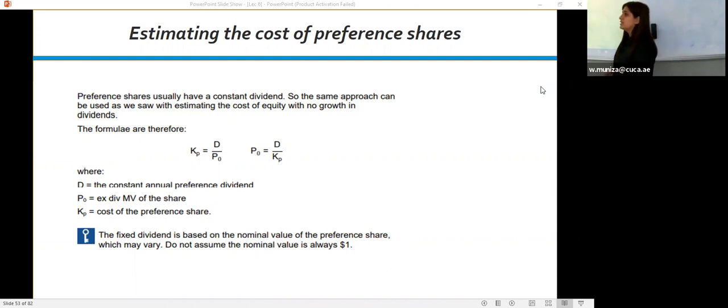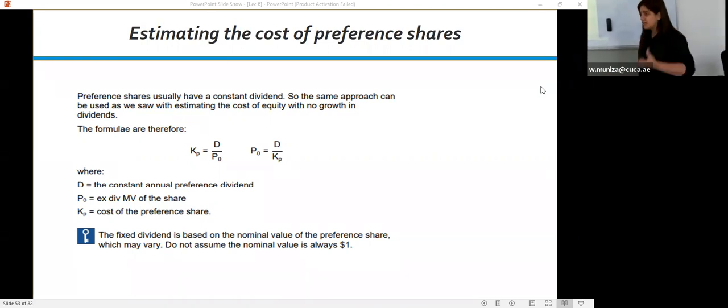Here also, P0 is the ex-dividend market price of the shares. Dividend D is the constant annual preference dividend, and KP is the cost of the preference shares. They say the fixed dividend is based on the nominal value of the preference shares. I told you in the start, if you remember, that in the case of preference shares, a constant amount of dividend is going to be paid. Do you remember? In the case of cumulative and non-cumulative preference shares, I told you that the same amount of dividend is paid every year. So no growth is going to be there.